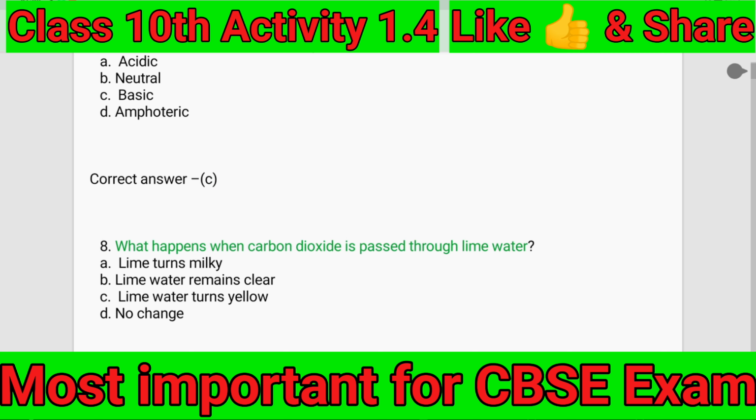8. What happens when carbon dioxide is passed through lime water? A. Lime water turns milky. B. Lime water remains clear. C. Lime water turns yellow. D. No change. Correct answer, A.